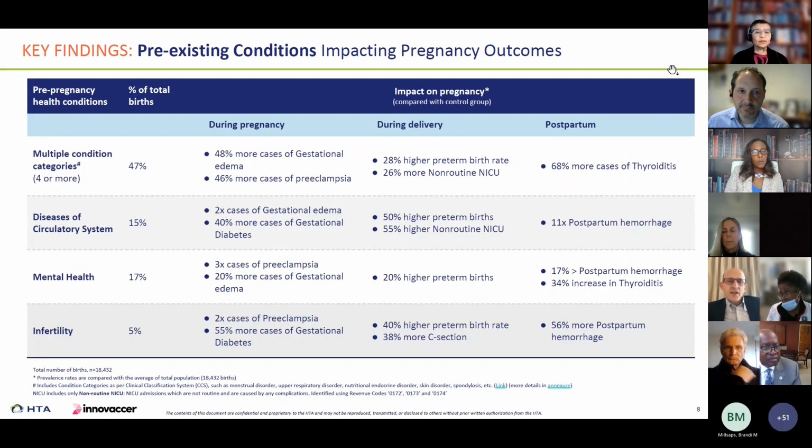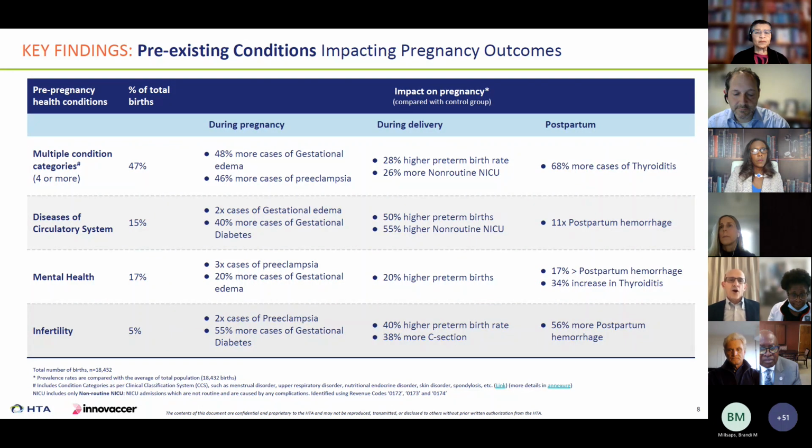Knowing that these adverse outcomes, NICU care, C-section, etc., drive these high-risk costs, we then were able to show that pre-existing conditions, remember, we were looking at before pregnancy and the onset of pregnancy, actually did predict in the claims data a higher percentage of adverse outcomes both during pregnancy, during delivery, and in the postpartum period.